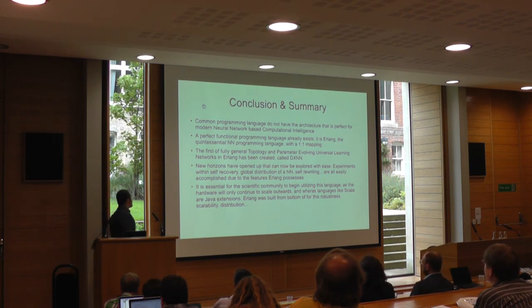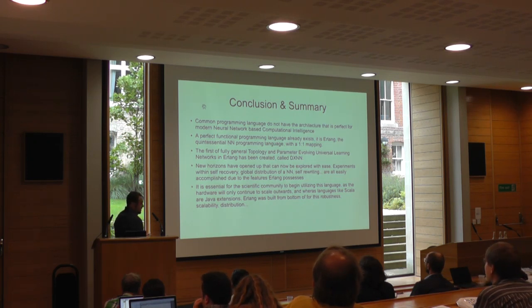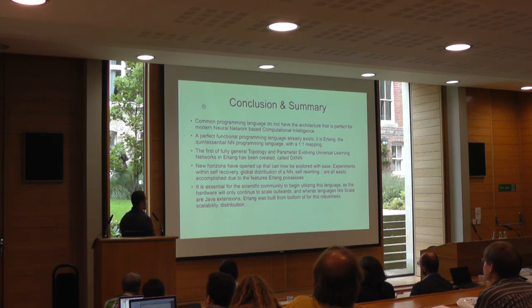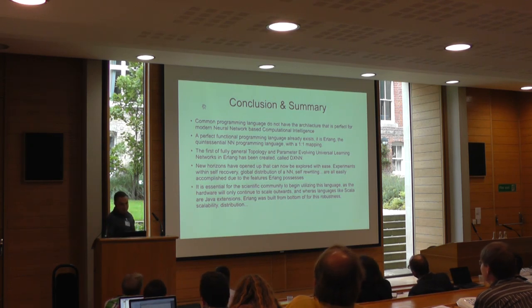In conclusion, common programming languages do not have the architecture that is perfect for neural network programming. Erlang does. It's quite excellent. It's important, I think, to promote this language because it's not being utilized, and it makes things a lot simpler within the field. And I think it leaves open a lot of horizons within this research field. And that's it. Any questions?